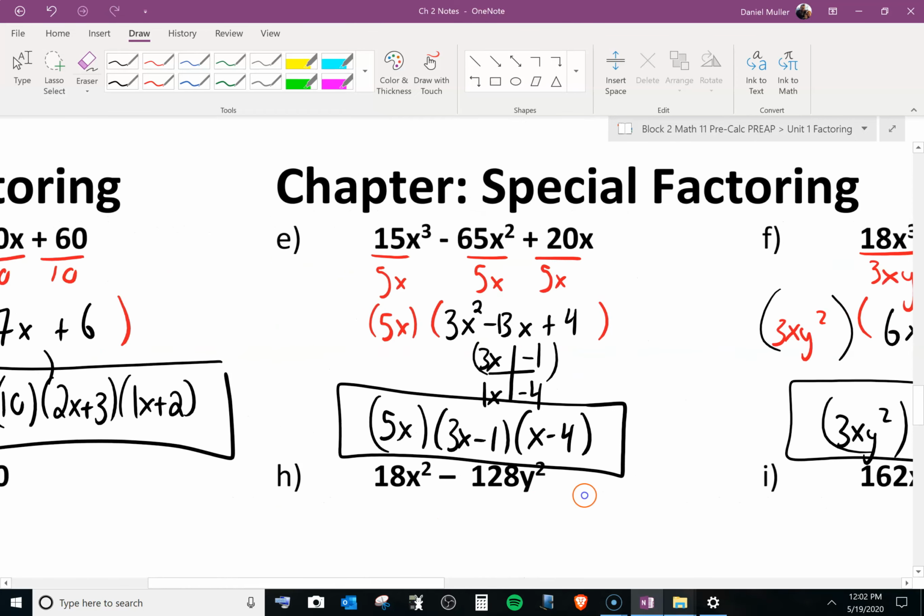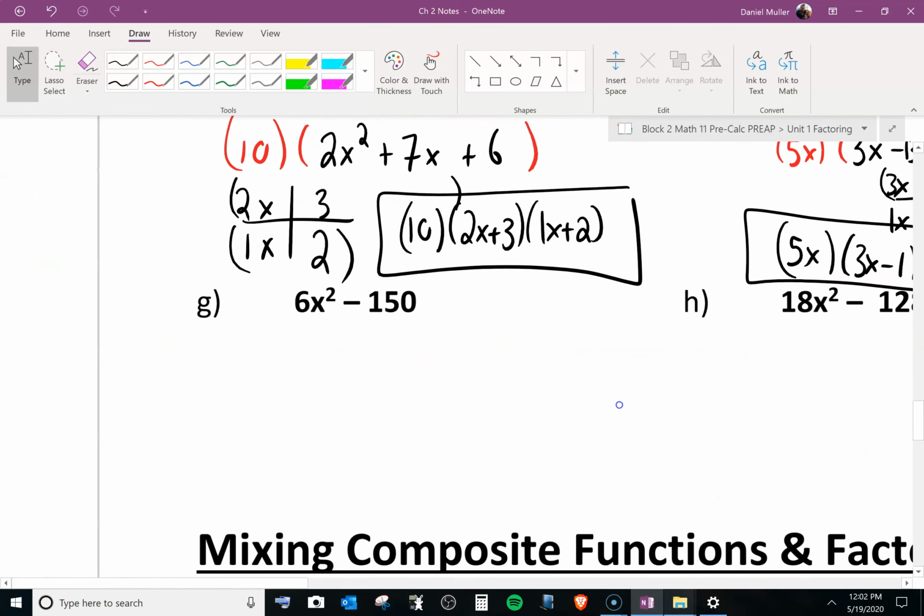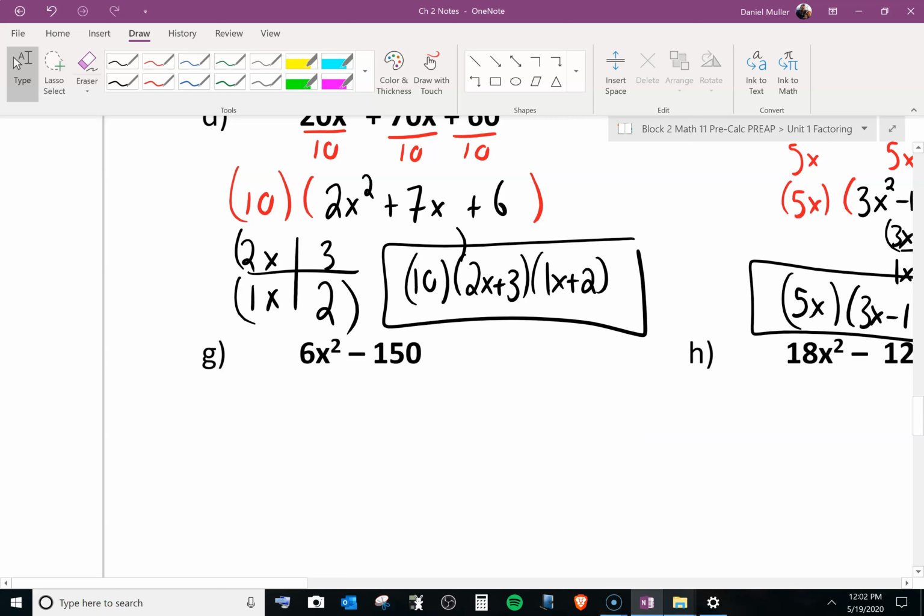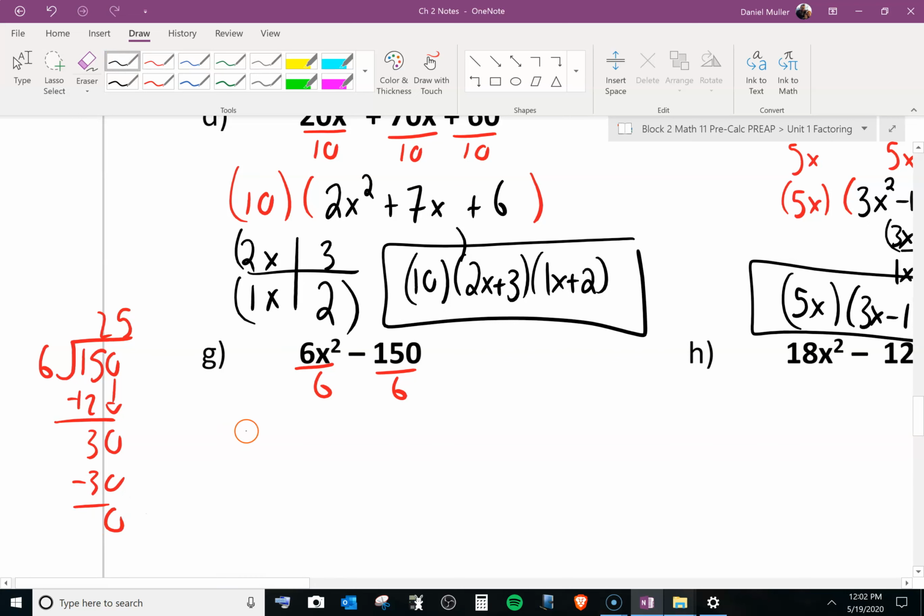Okay, let's do some more here. All right, so I imagine I've got to take out 6. Is 150 divisible by 6? I don't know. 6 into 150. 6 goes into 15 twice to get me 12. And that's a 3 left over. So 6 goes into 30 five times. And that gets me right to 0. So 25. So I can take a 6 out.